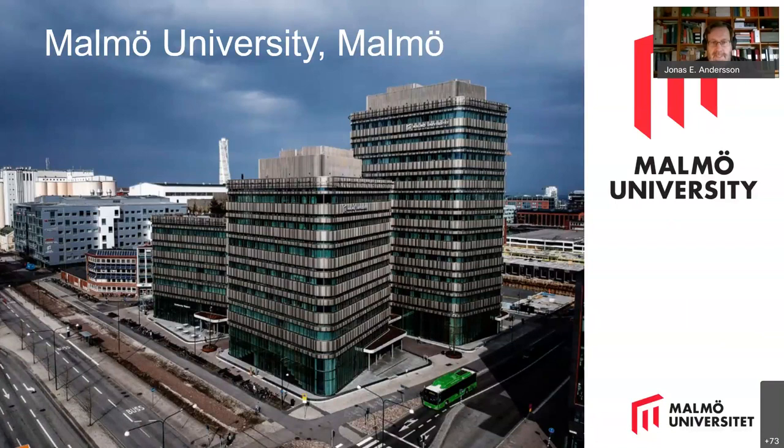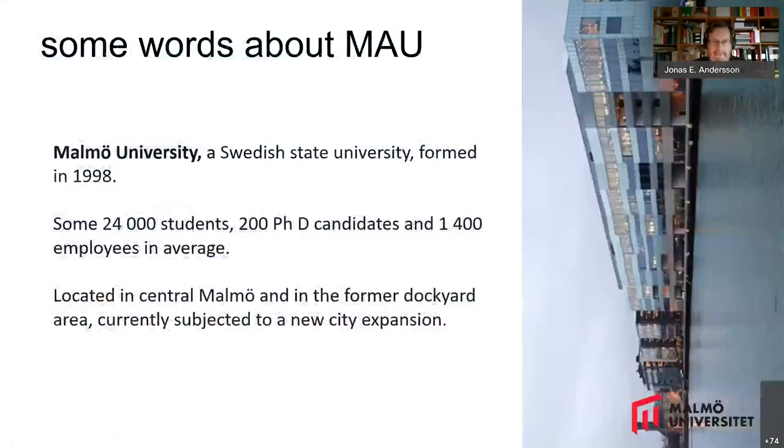And in comparison with the Polimi, I think that's the correct abbreviation for Politecnico di Milano, that you were founded in 1863, I think. And I think you are the largest university in Milan as well. We have about 24,000 students and 200 PhD candidates and about 1,400 employees. And as you can see, we are located in the dockyard area, so we can actually see Copenhagen in a far distance. And Malmö University is, of course, part of this region that is called the Sound Region, or Öresundsregionen in a Nordic tongue.